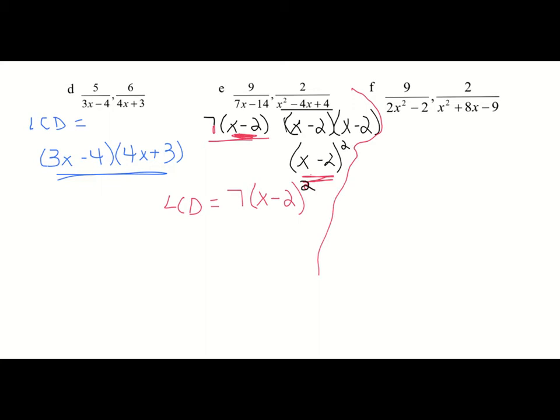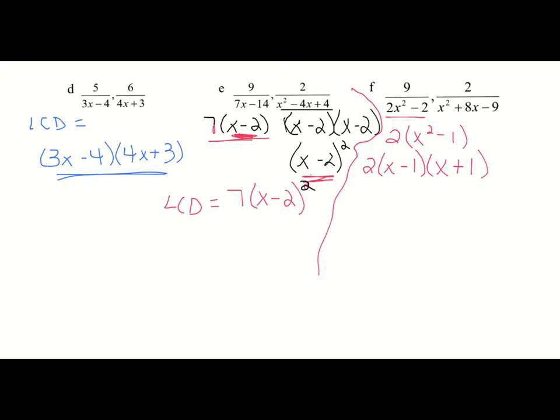All right, let's take a look at F. So my first denominator, 2x squared minus 2, when I factor it, I can pull out a 2, so it becomes x squared minus 1. But that x squared minus 1, a difference of perfect squares, I can factor into 2 times x minus 1, x plus 1. Okay, so there are some unique factors.